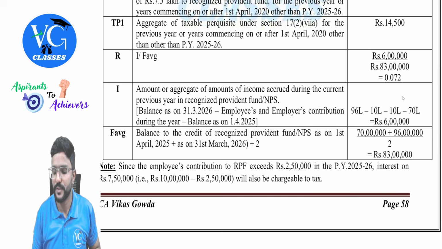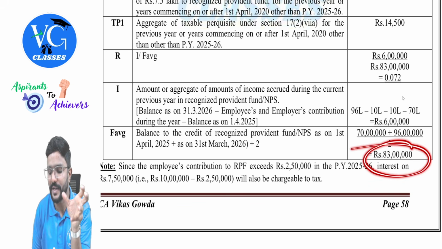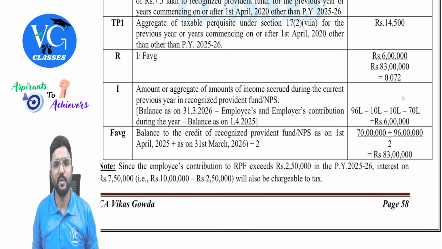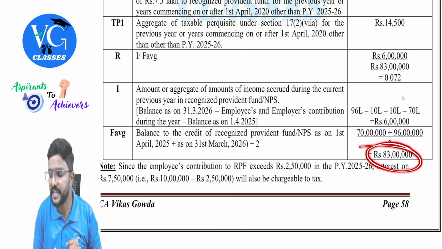So what is the average balance? Opening plus closing, all divided by 2. So on an average, the balance in the fund during the year was 83 lakh. Now, can we calculate the rate of return? Yes. So the income which we have earned is 6 lakh on an average balance of 83 lakh.